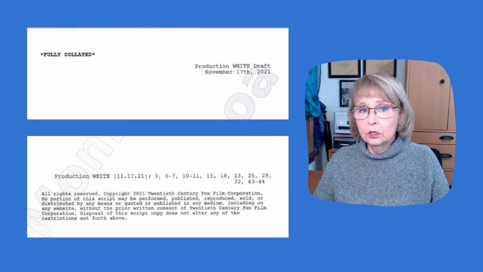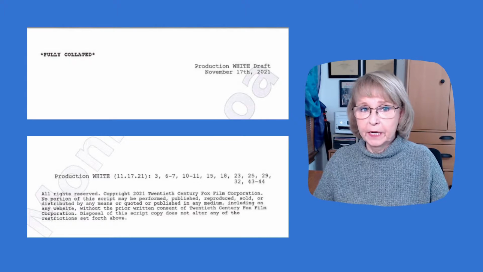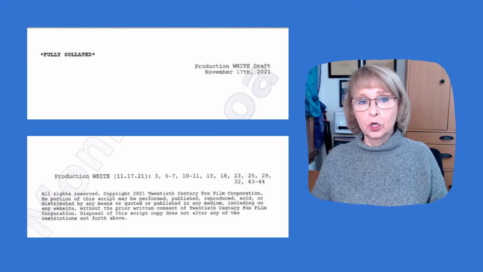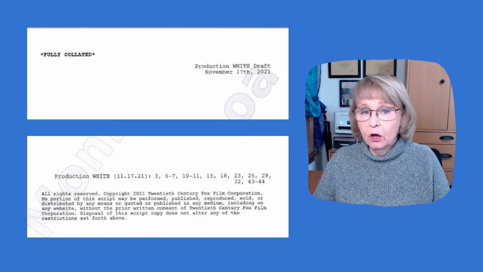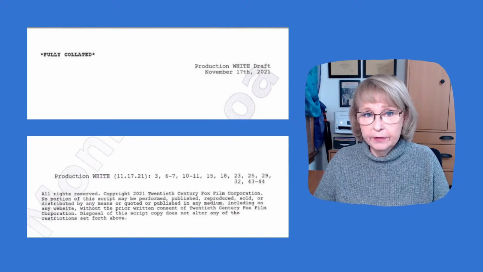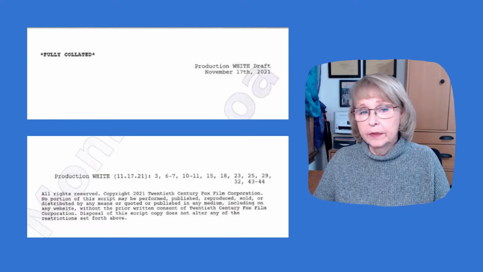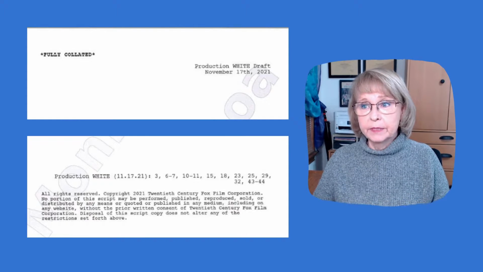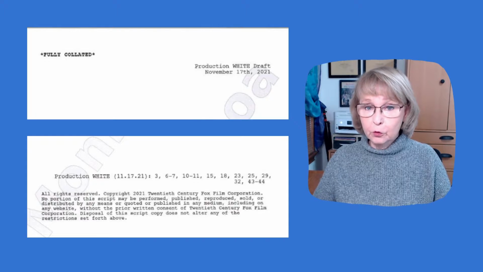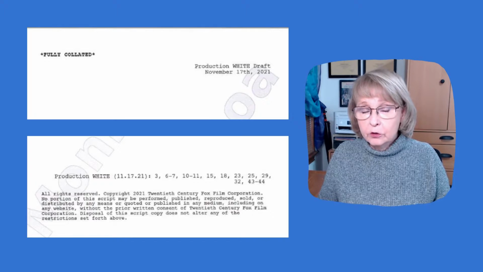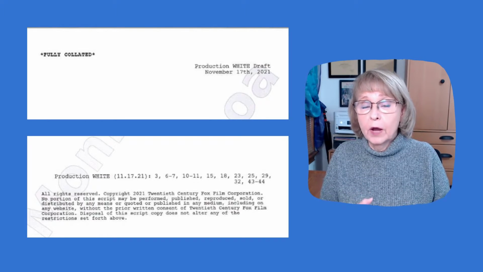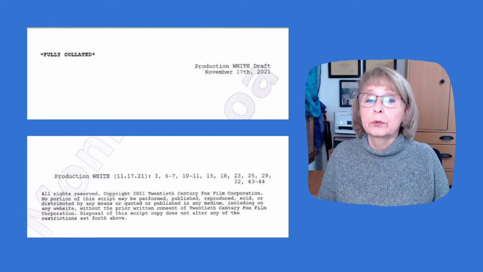Now here's a closer look at that first page. The top elements will show what the draft is and the date that it came out, and if you notice on the left-hand side it says fully collated. What that means is that even though it's the first white draft, it's collated because all the drafts before were integrated into this draft. So it's fully collated with all the previous drafts.